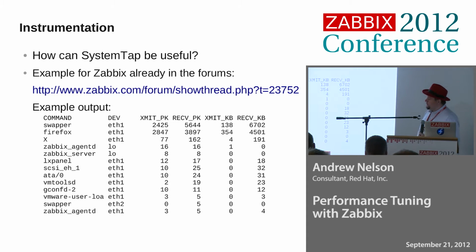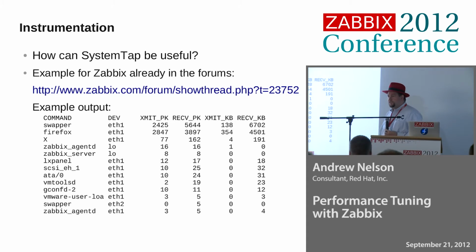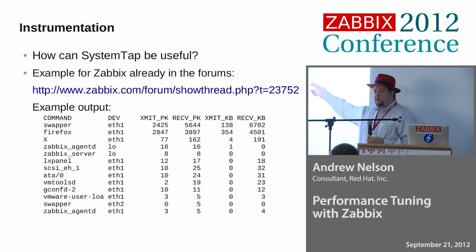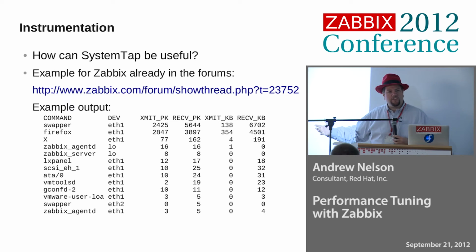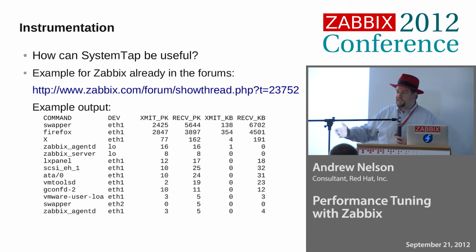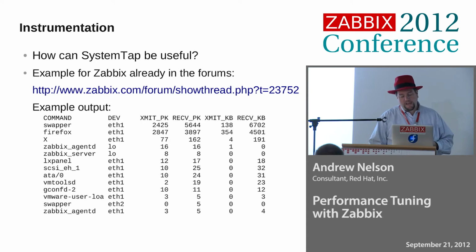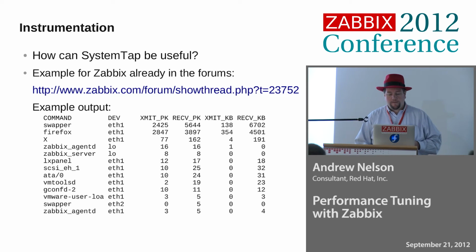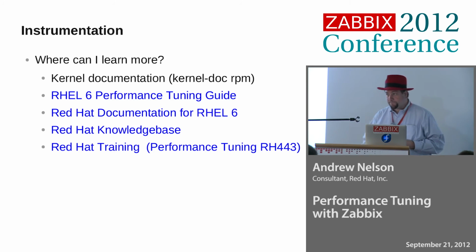So maybe I'm going to dig deeper. Or, hey, some user on the system is running Firefox, why are they doing this on an admin system? First off, we'd probably see that in the process table, but we may not think that Firefox is really transferring much data until we start to look into something like this. So SystemTap is a very powerful tool that we can use to instrument a lot of this stuff.